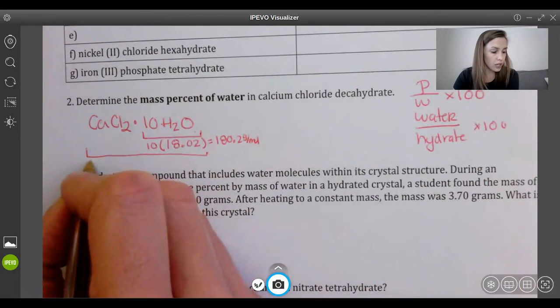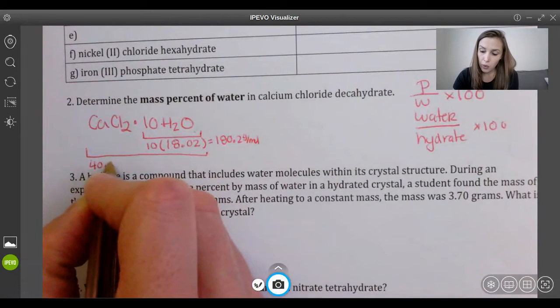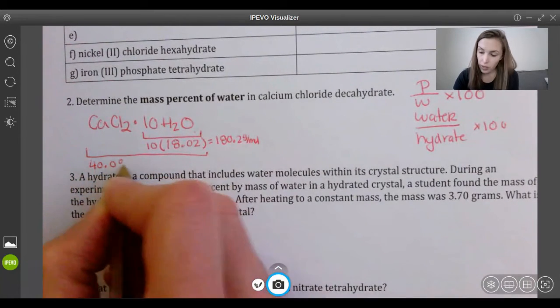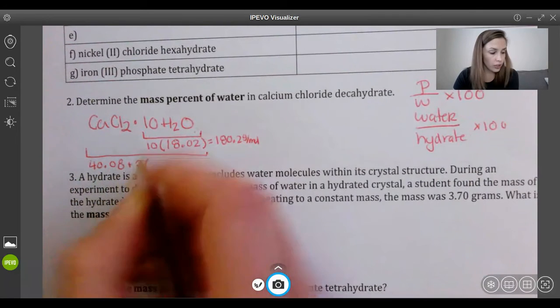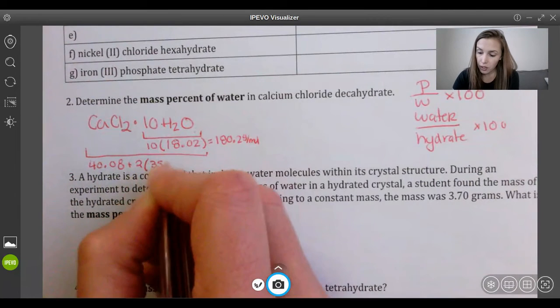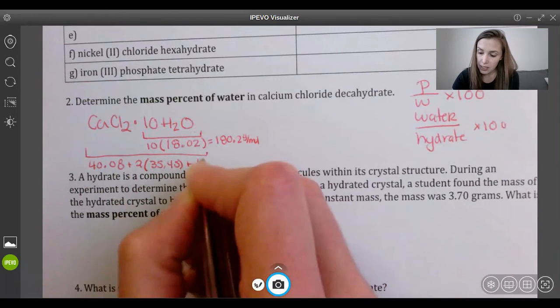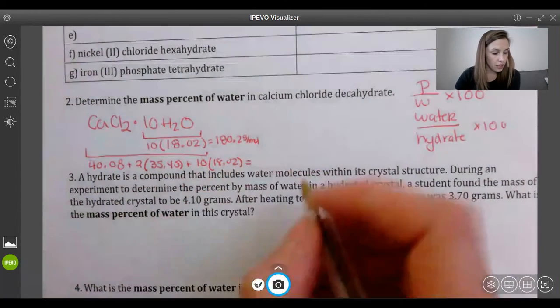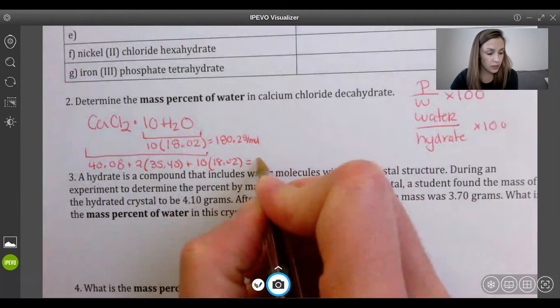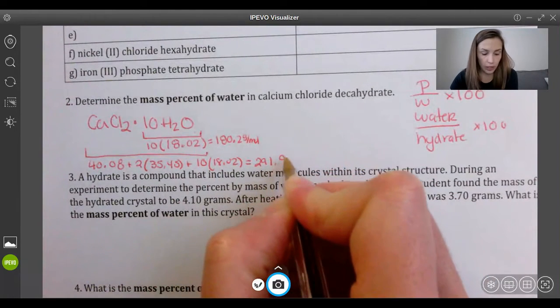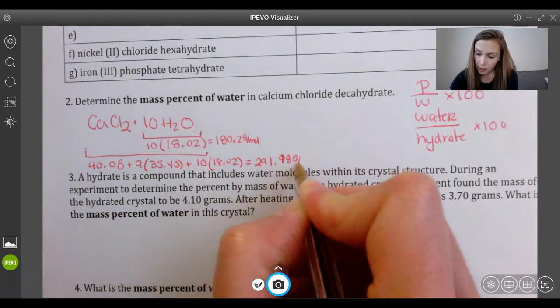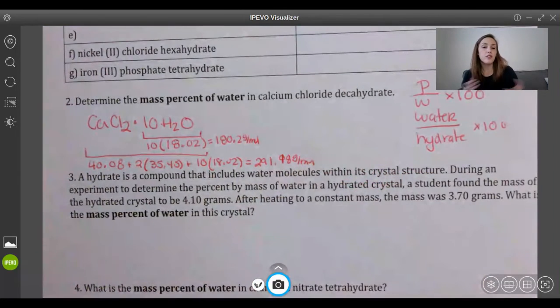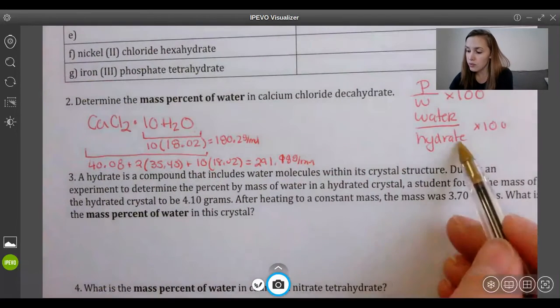So this would be using my molar mass of calcium, which is 40.08, plus my 2 chlorines, 35.45, plus my 10 times 18.02. And when you add that all together, keeping to the hundredths place in this case, 291.18 grams per mole. So now that you've got the molar masses of our water and our hydrate, we can now plug those into this formula.